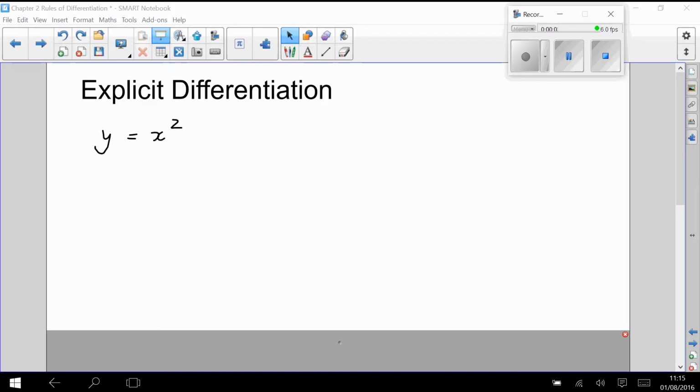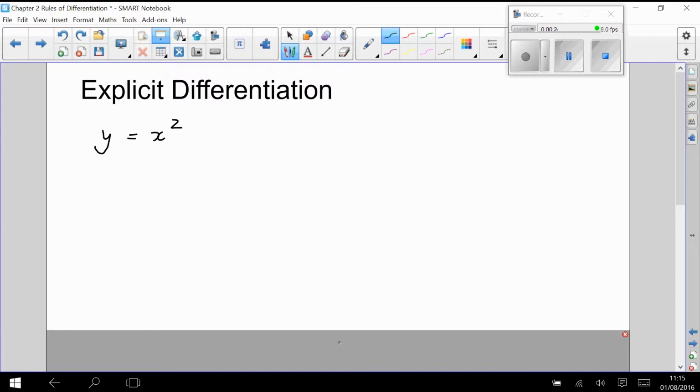Up until now, every time I've asked you to find the derivative of a curve, you've been able to do this easily. And the reason is that you've always been able to get y as the subject of the formula. This is called explicit differentiation. In the example that I've given you over here, you can see that y is the subject of the formula.